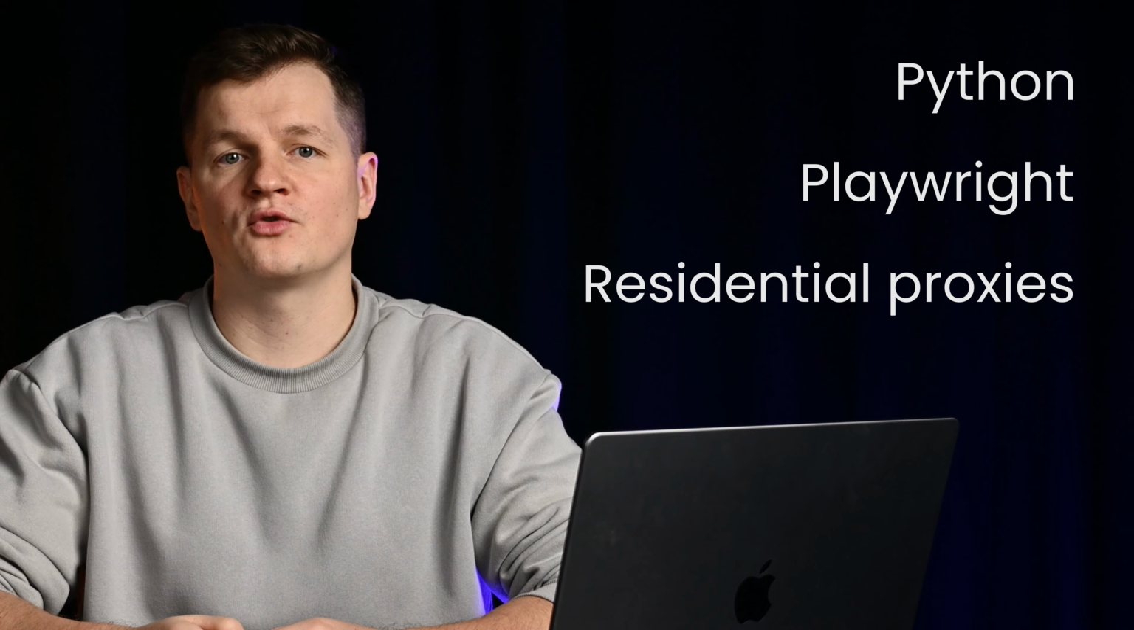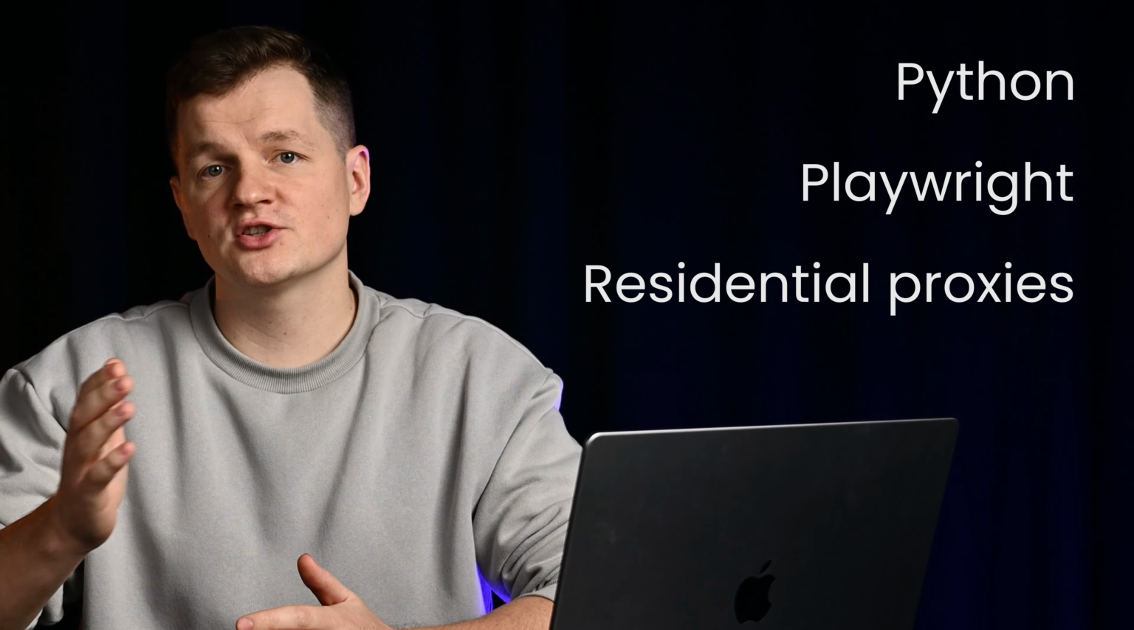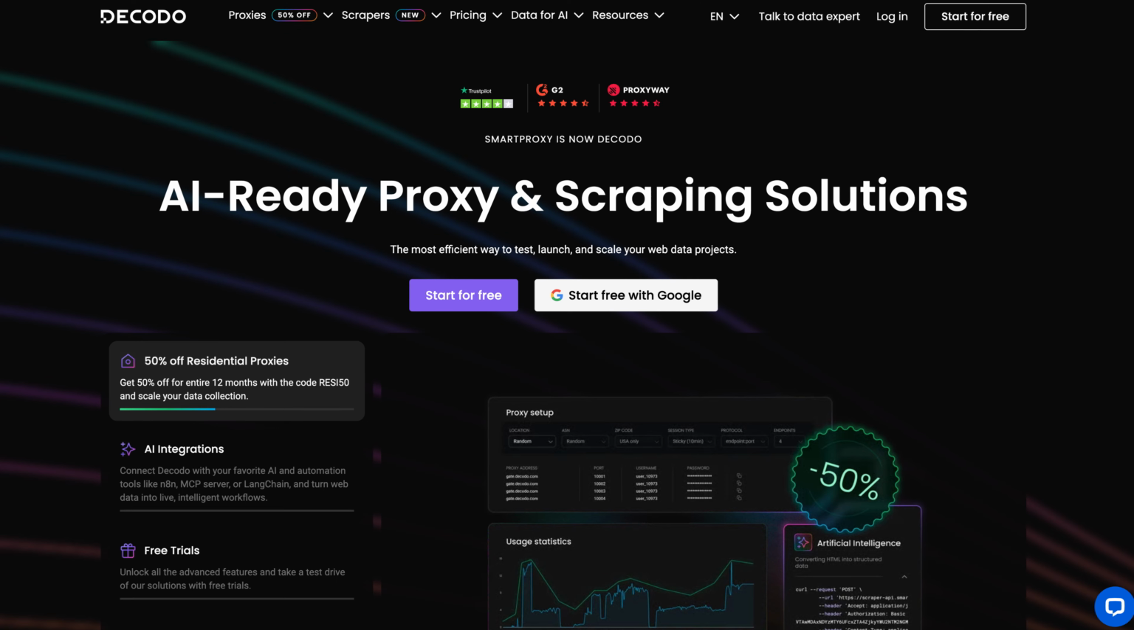The prerequisites for this are Python, Playwright, and residential proxies for avoiding IP blocks. In this tutorial, we'll use Decodo residential proxies. First, I'll show you how to scrape individual stock pages, and then we'll see how it works for historical data of multiple stocks. Let's start with individual pages.